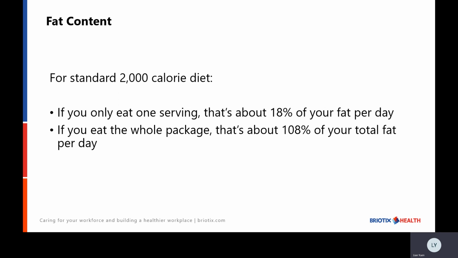So for the standard 2,000 calorie diet, if you only eat 1 serving, that's about 18% of your fat goal for the day. So about 1/5 of your fat goal for the day. But if you eat the whole package, you're exceeding your fat goal for the day at 108%. So you want to try and avoid eating really high concentrations of one particular macronutrient in one sitting, because that'll make it difficult for you to hit your goal throughout the rest of your day, because you're going to need to try and avoid that particular macro.